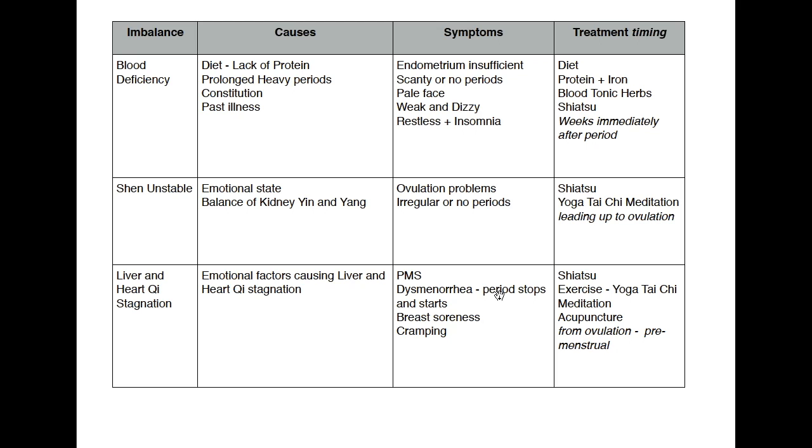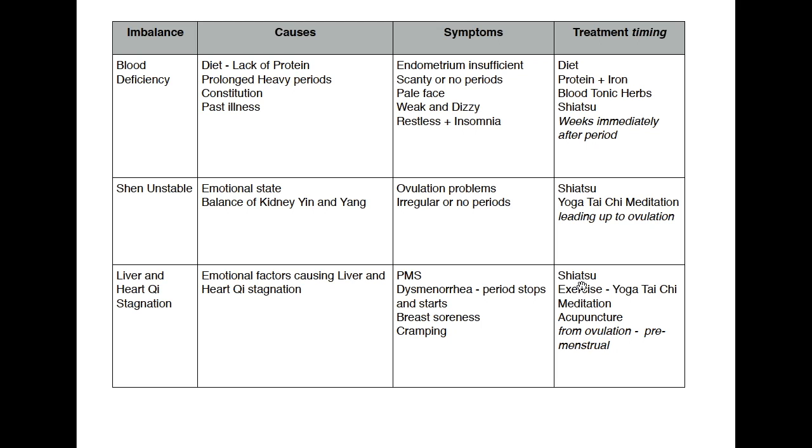If you have any type of dysmenorrhea, like the period stops and starts, in other words, the flow is not smooth, that's again the liver qi not smoothing the flow of the blood. You can also get breast soreness, that's a really common symptom, and cramping itself is another liver qi symptom. Okay. So we've got these cases, and again, Shiatsu is probably the treatment of choice because it's very good at smoothing liver qi, and it's very good also at supplementing and regulating heart qi.